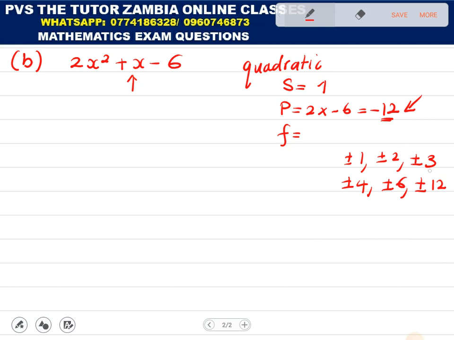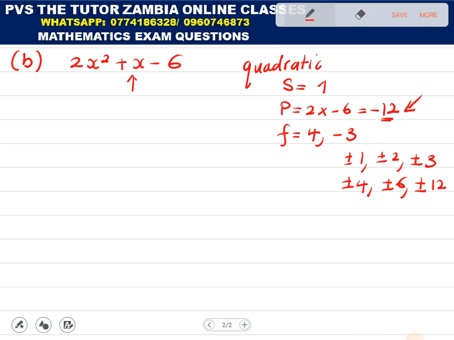Now we are going to start trying. From here you can see that the two numbers which multiply to give 12 and give you a 1 when you add them are 4 and 3. We said the smaller one should be negative. So 4 should be positive, then negative 3. When you add them, you get 1. When you multiply them, you get negative 12. Those numbers are positive 4 and negative 3.